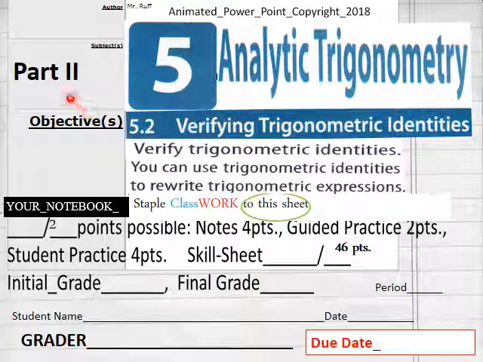Today: verifying trigonometric identities, part 2. We got 2 points here that will go into your notebook, and then we got 46 points here that will go into your classwork sheet.